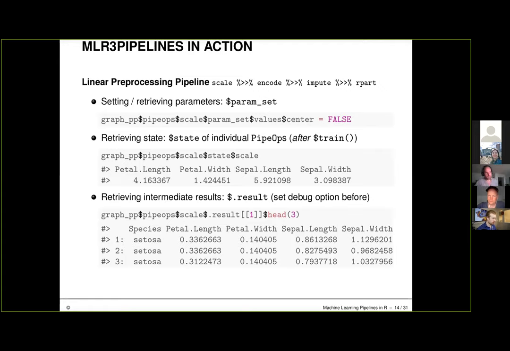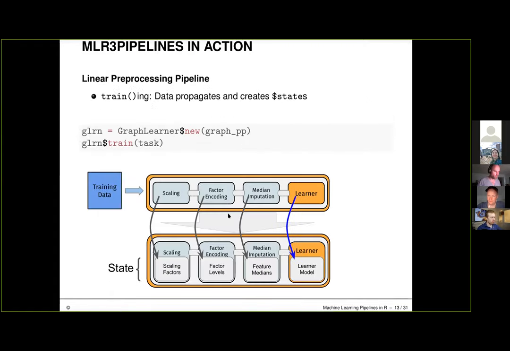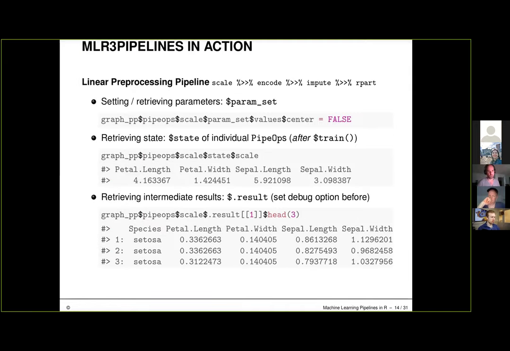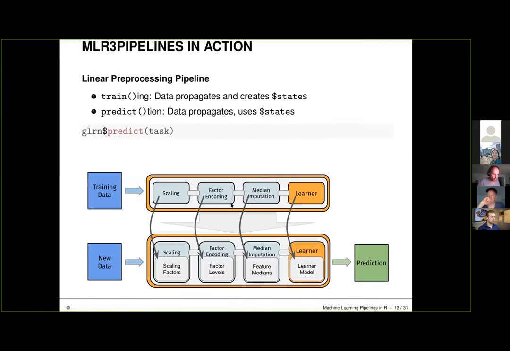And if you set a little debug option, you don't do this by default because it would waste memory, you can also access the result of the pipe operator. So if data is pushed through the thing, for example in training, it gets transformed, and maybe you want to see how the data actually looks, especially if you want to debug a complex pipeline. That makes sense. So set this debug option and then look at dot result, and that gives you the output. So what is computed for this step here and then flows into this guy.